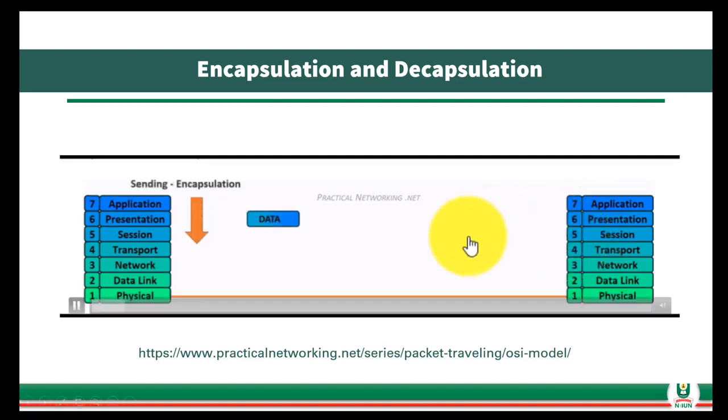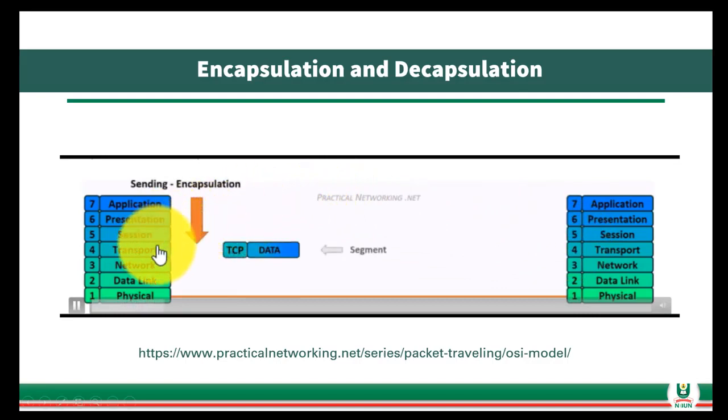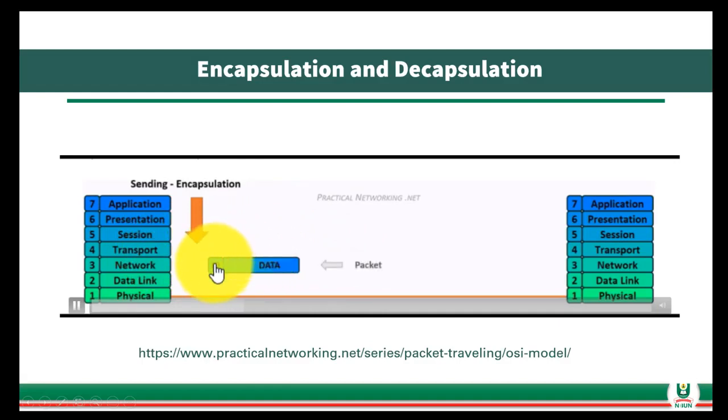So you have a data that you want to send. When that data reaches the transport layer, the TCP segment is added to the data. It moves on to the network layer, and another packet, the IP packet, is added. After it moves down to the data link layer, and you have the Ethernet frame added to it. Then it goes down to the physical layer where you have this series of 1s and 0s.